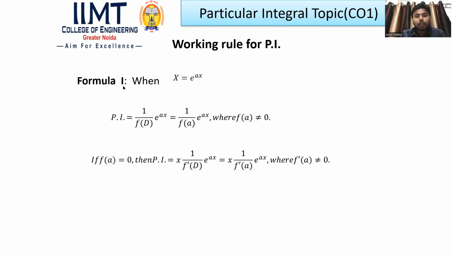Formula first: when X is of the form e power ax, then PI is 1 upon f(D) e power ax. First replace D by a, then we get 1 upon f(a) e power ax, where f(a) is not equal to 0. If f(a) equals 0, then multiply by x and differentiate the denominator with respect to D. So we get PI equals x times 1 upon f dash(D) e power ax, or x times 1 upon f dash(a) e power ax, where f dash(a) is not equal to 0.